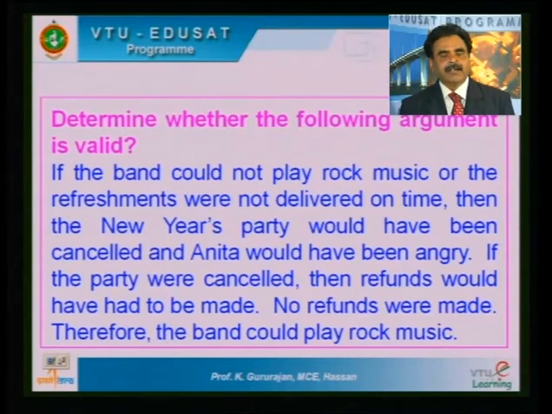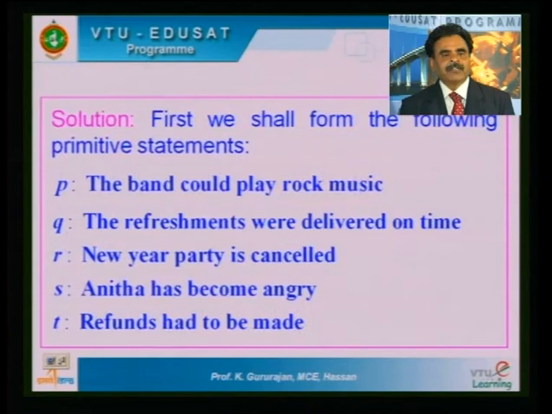It is not possible to construct a truth table for this. So therefore, we shall use the rules of inference theory. To begin with, let us consider P as: the band could play rock music. Q as the statement: refreshments were delivered on time. R means the New Year party is cancelled. S means Anita has become angry. T means refunds had to be made.